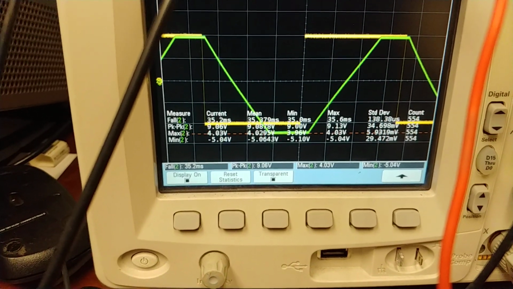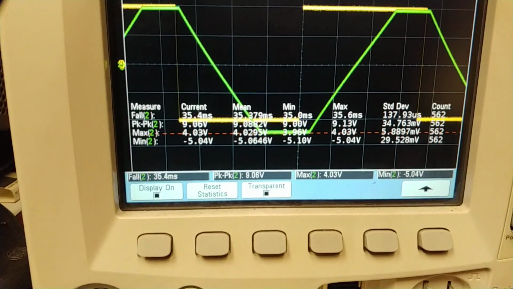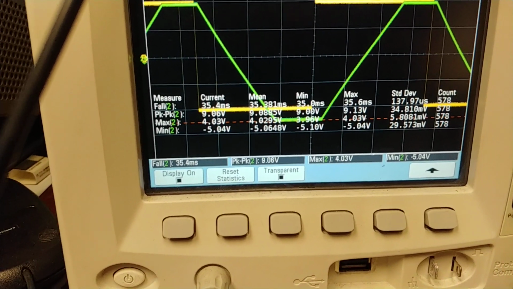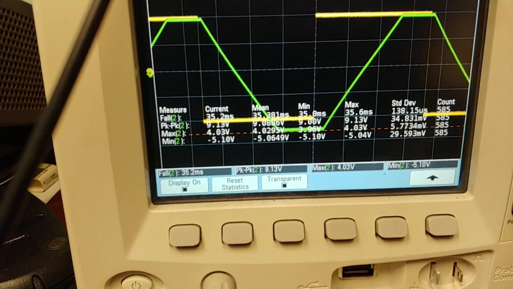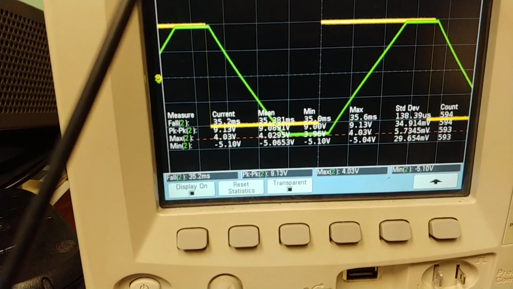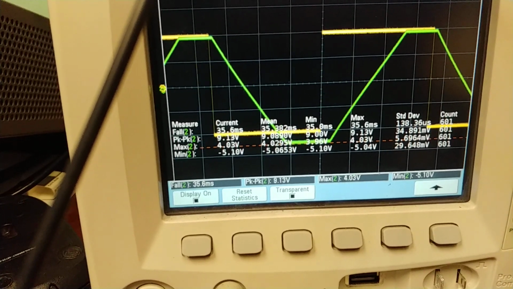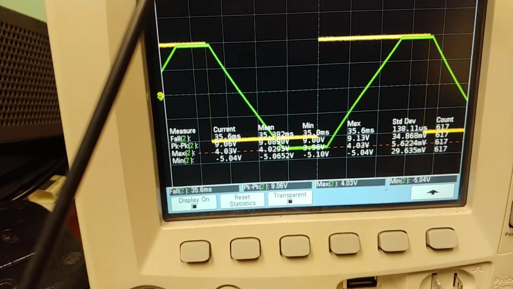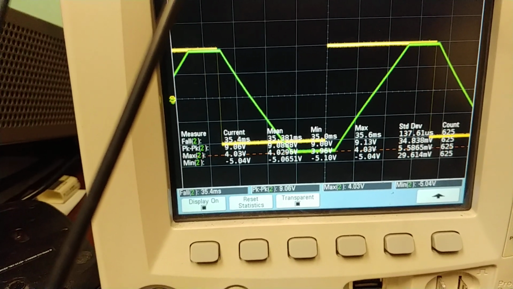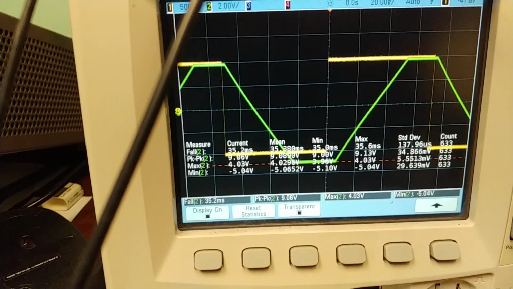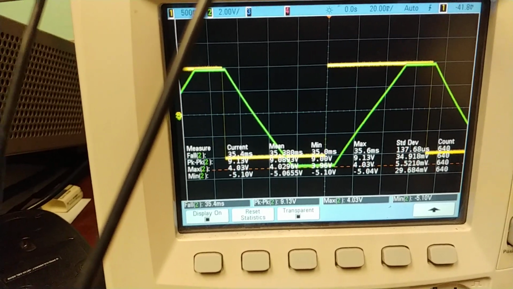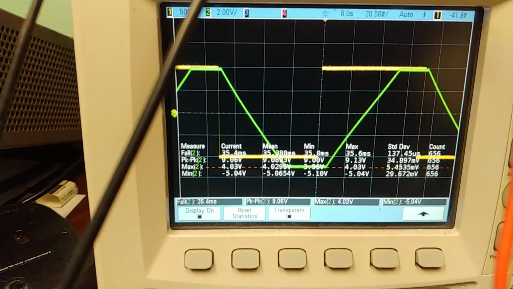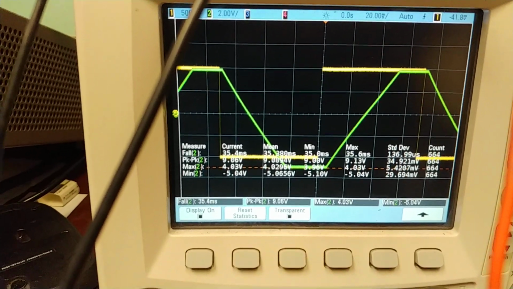But I'm measuring a fall time of 35.38 milliseconds. And so if I just take the peak to peak, which is about 9 volts, multiply that by 0.8, that gives me my 10% off of the top and the low transition. And then divide it by the fall time, I get a slope of 205 volts per second, which is, again, pretty close, or certainly within 20% of our predictions.